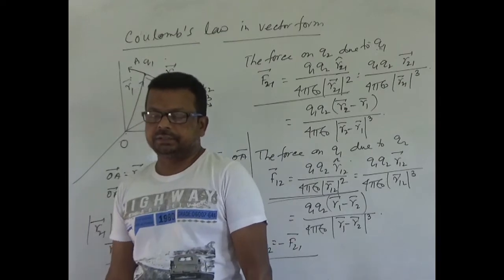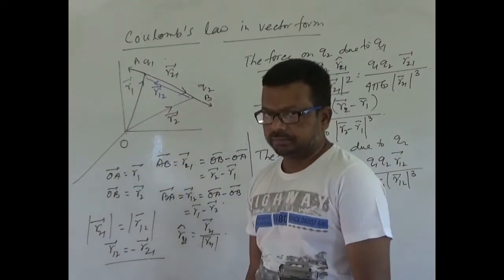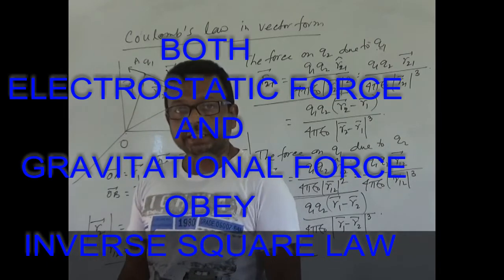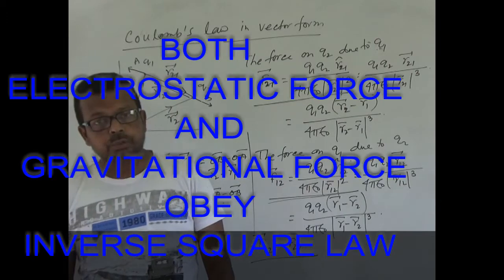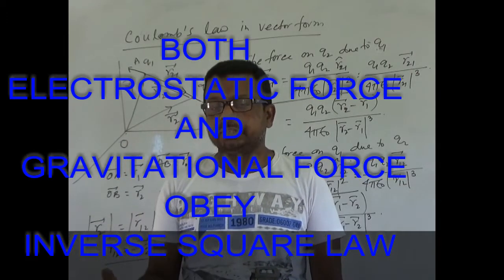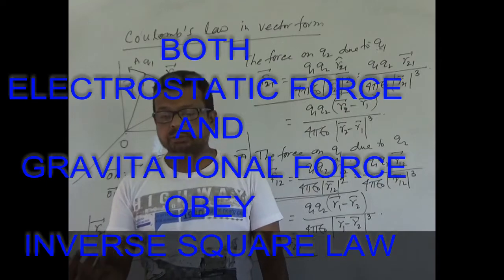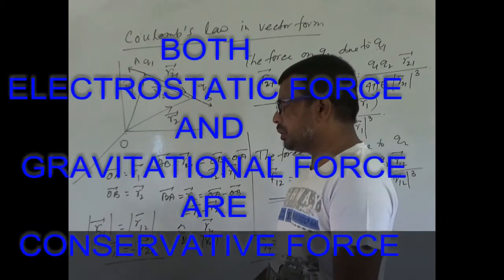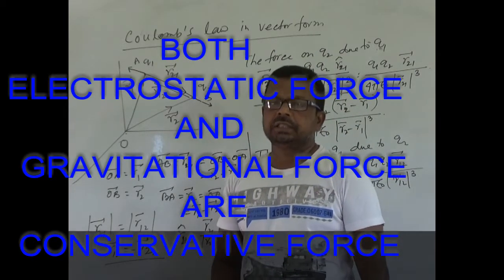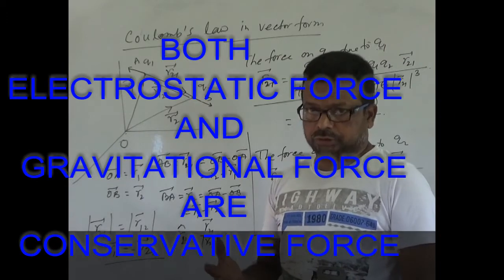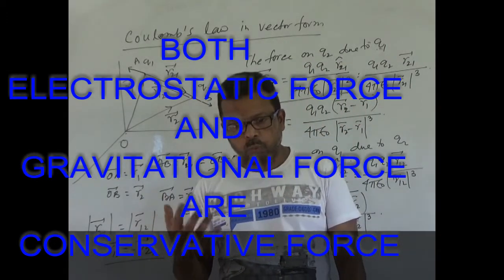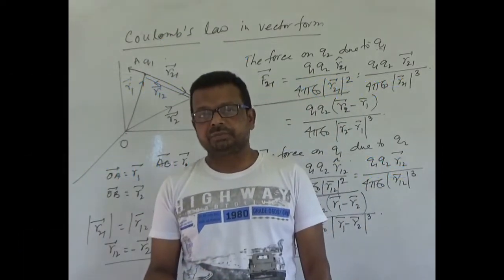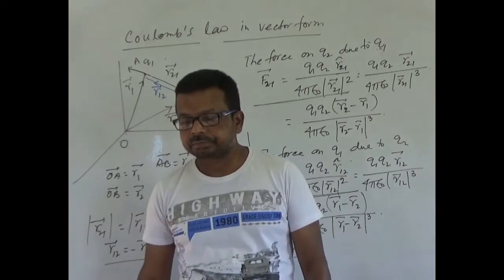One similarity is both are proportional to 1 by r square. That means both electrostatic force and gravitational force obey the inverse square law. Second, both are conservative forces. That means the work done by the force is independent of path. Work done by the electrostatic force is independent of path, and work done by the gravitational force is also independent of path.